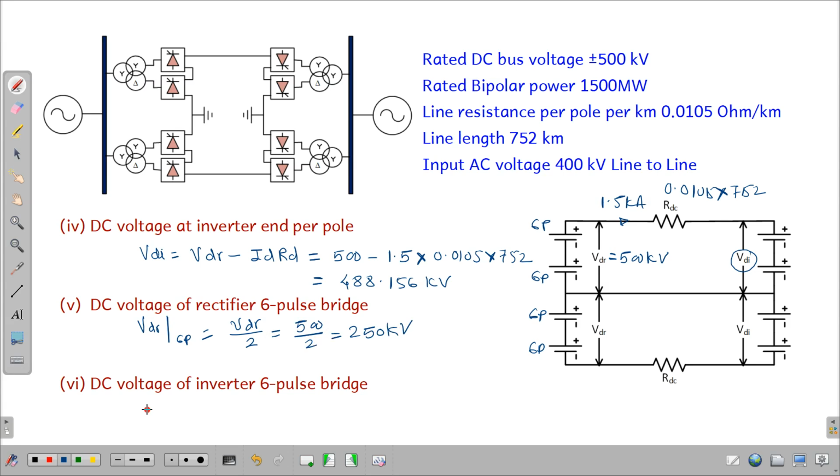Similarly, what is the voltage at the inverter end 6 pulse bridge? VDI at a 6 pulse is equal to VDI divided by 2, that is 488.156 divided by 2. It comes to 244.08 kV. So at this end the total voltage is 488, whereas out of this one 6 pulse we have a voltage of 244, and the other also has 244. By drawing the equivalent circuit diagram, the problem can be solved easily.